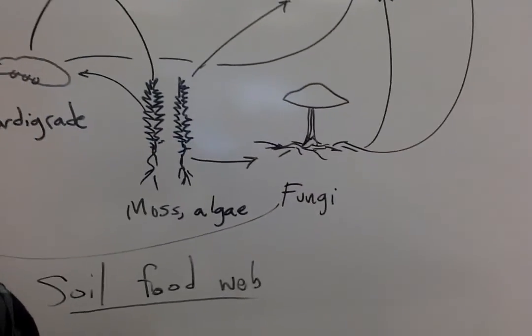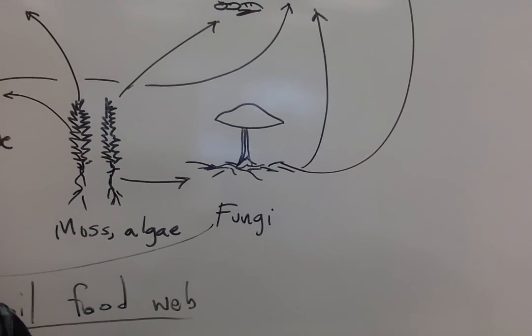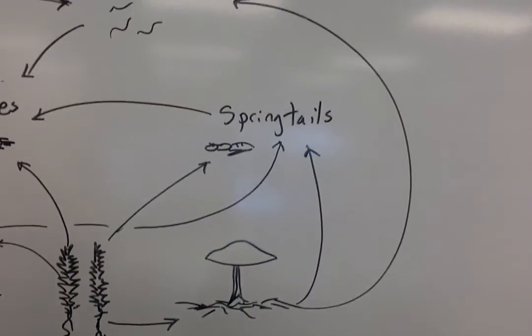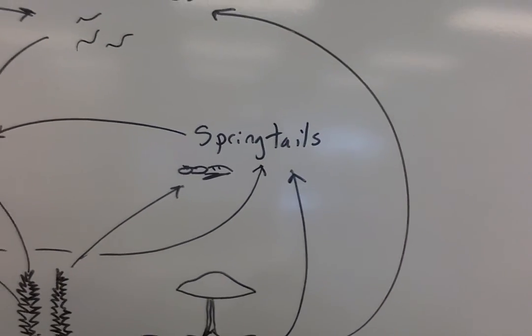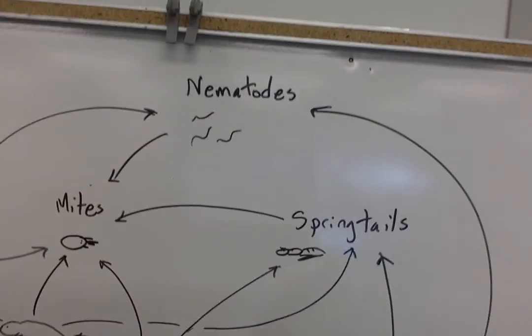So we got moss. I hope you all put moss in yours. We have fungi. I put a mushroom up there, even though most of the time fungi don't even make mushrooms. That's a little critter right there called a springtail, a tiny little insect. They're really hard to see, but they jump around a lot. You know when you're seeing them.